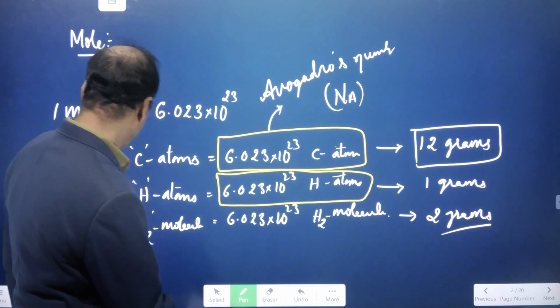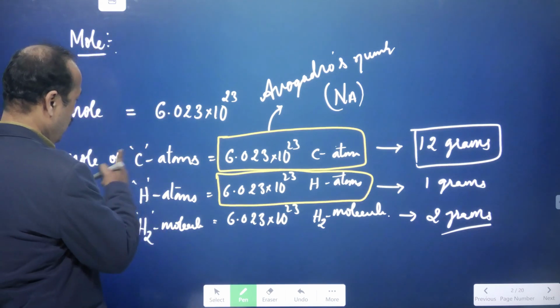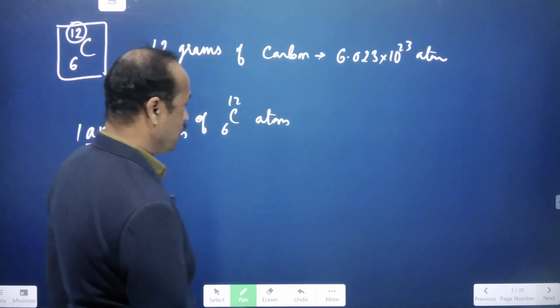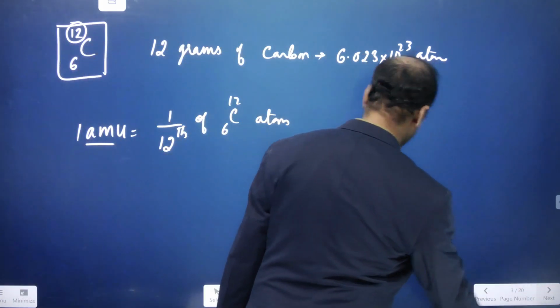Is this clear? And I think this concept is also clear to you. 1 mole of carbon atoms. Now, for example, you see here. Here I will take only.